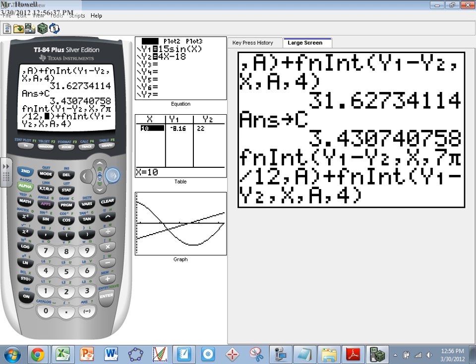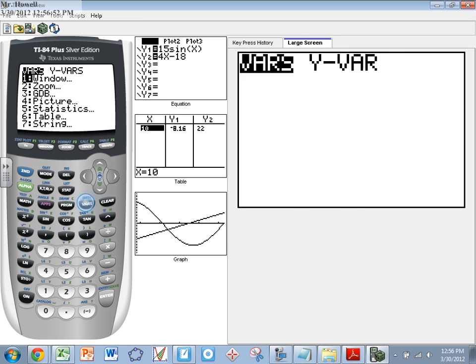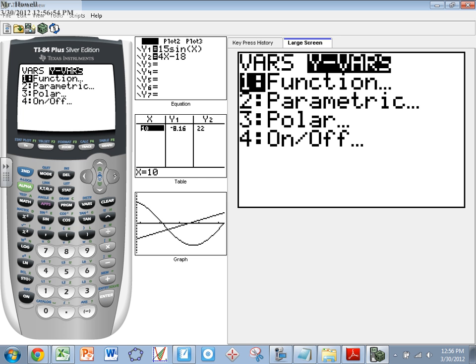Now I'm not going to A anymore. Where am I going now? C, alpha C. Then I want the integral of y2 minus y1. So I'll delete the y1 from here, leave the y2. Second insert, go to vars, over to y vars, enter, enter.